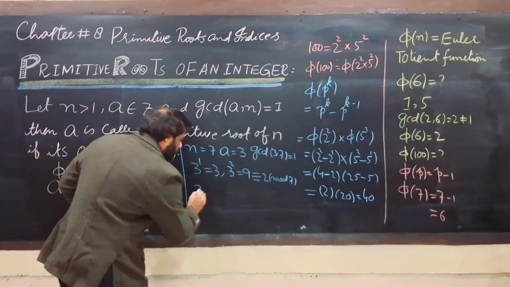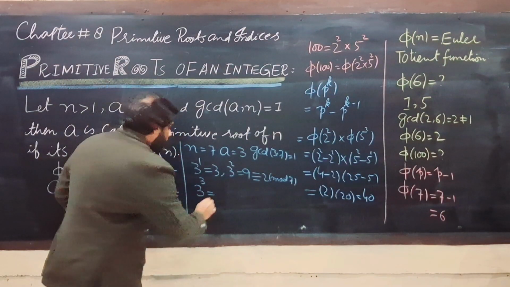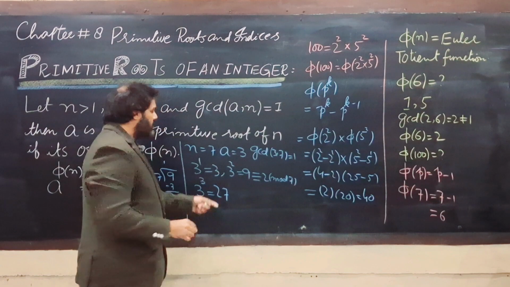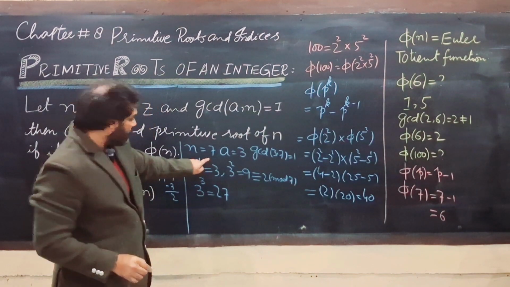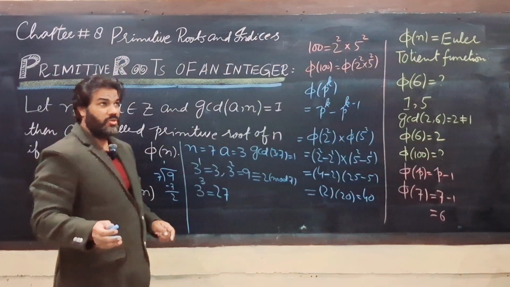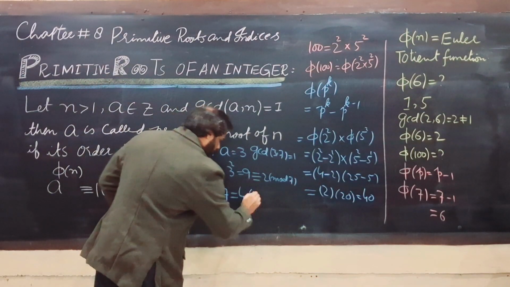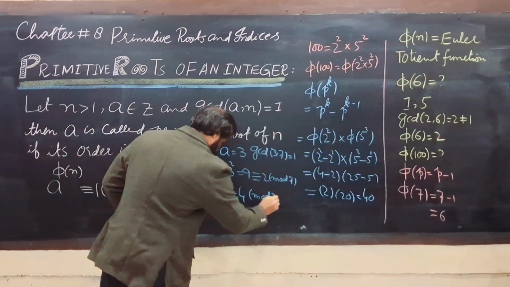Again, take 3 raised to power 3. 3 raised to power 3 means 27. Now 27 is greater than your modulo, so when you divide 27 by 7, what is the remainder? 7 3 is 21. So this gives the remainder 4 modulo 7.